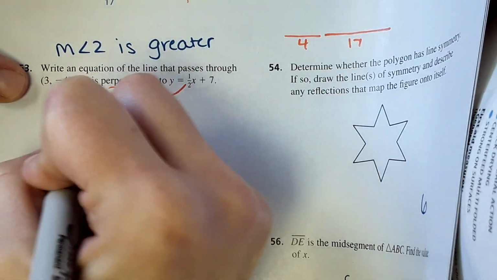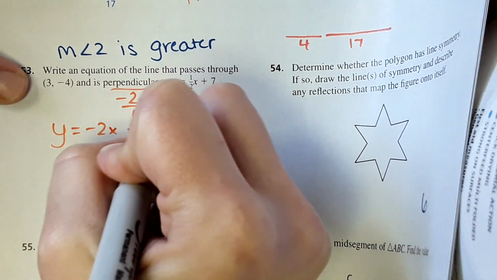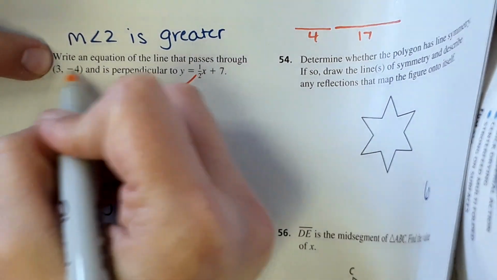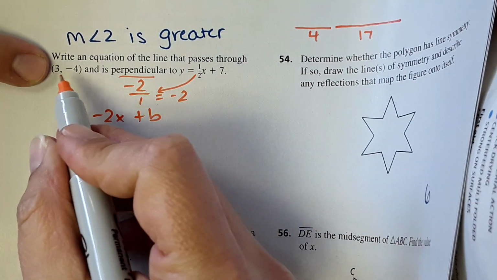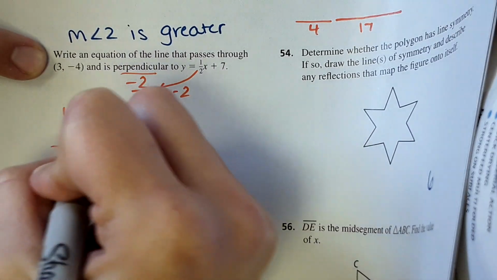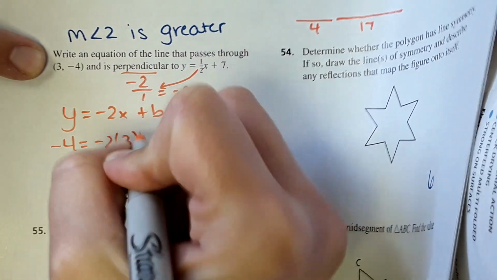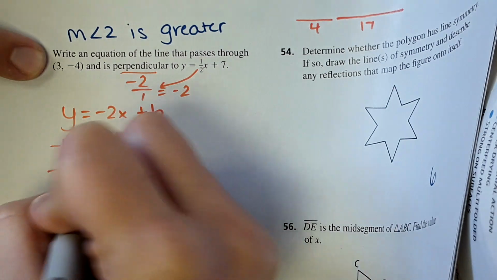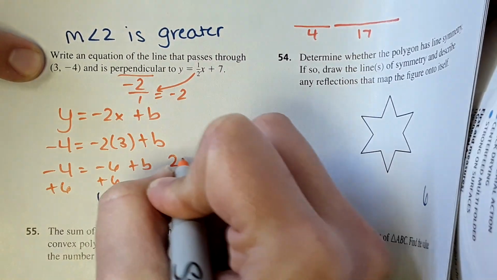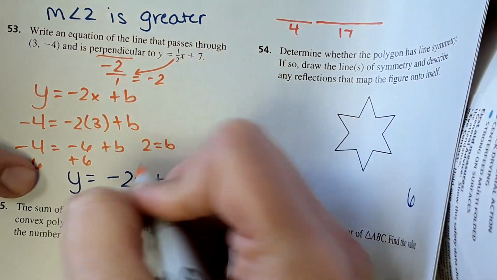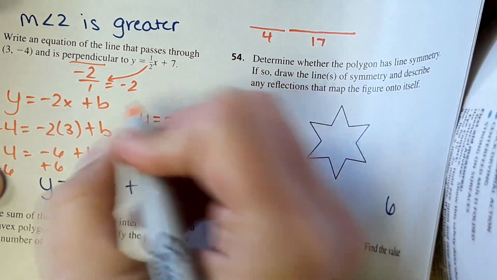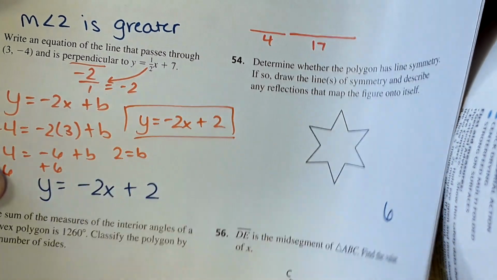So we're looking at an equation y equals negative 2x plus b. We need to figure out what the y-intercept is, and we can use these 2 points to do that. So we're going to plug these in for x and y. So y is negative 4, and then negative 2 times 3 plus b. And 2 equals b. So therefore, we can rewrite this equation, y equals negative 2x plus 2. And that's our answer.